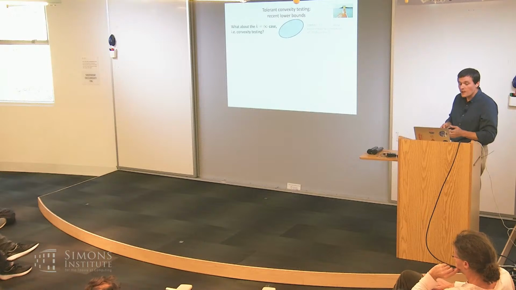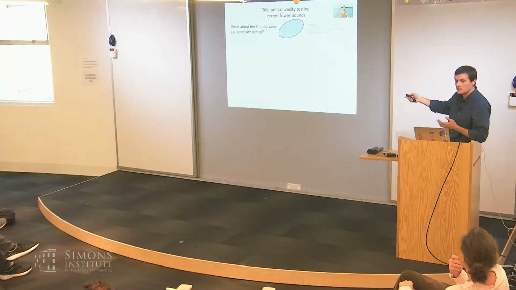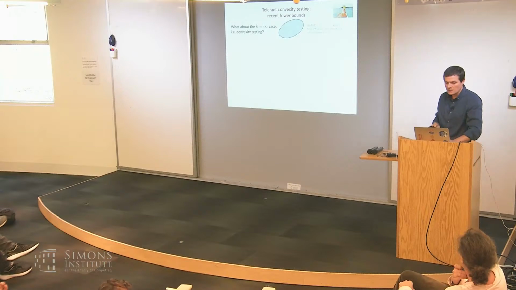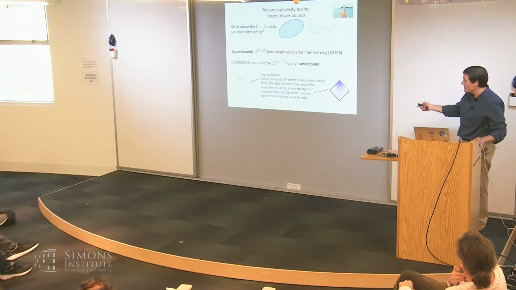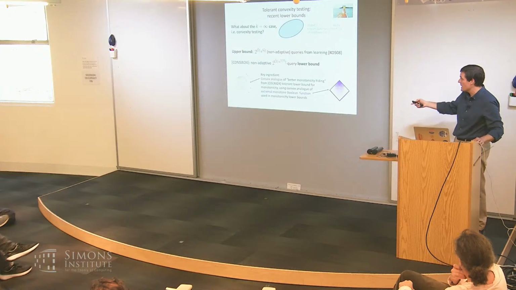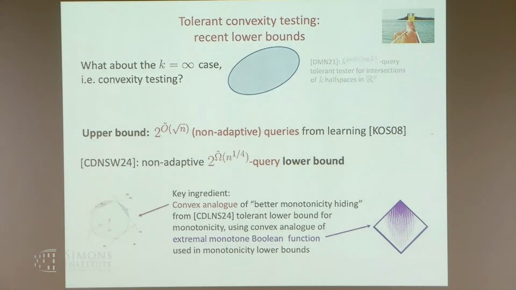Yeah, so good question. Certainly if we let k be infinity, that's convexity testing, right? You allow infinitely many half spaces. And there was recent progress here too. We have the upper bound, which again comes from this analogy. The same way that we can learn monotone functions with 2 to the root n queries, we can learn convex sets with 2 to the root n queries.